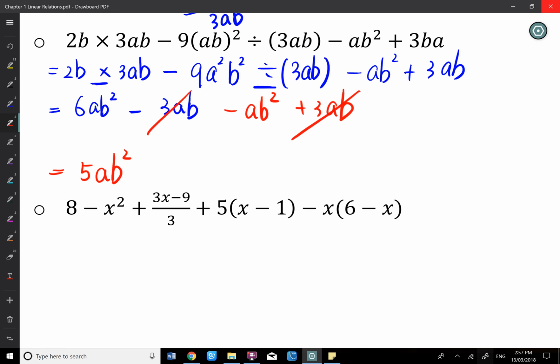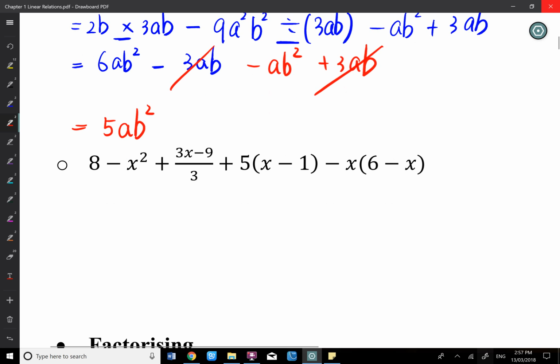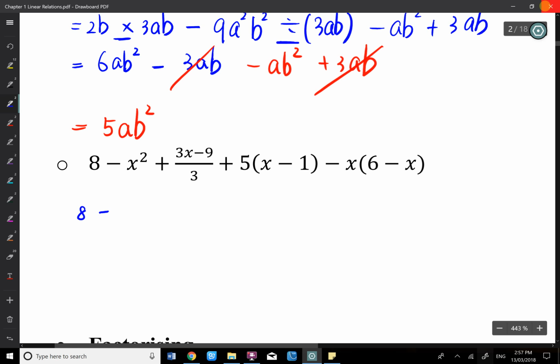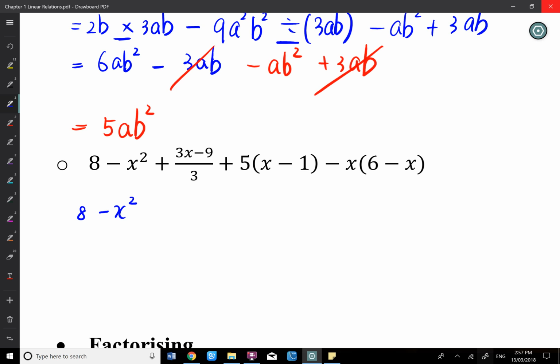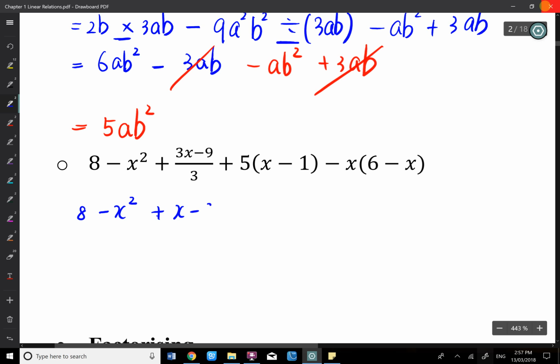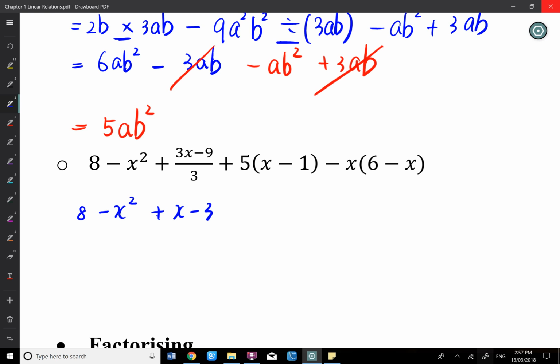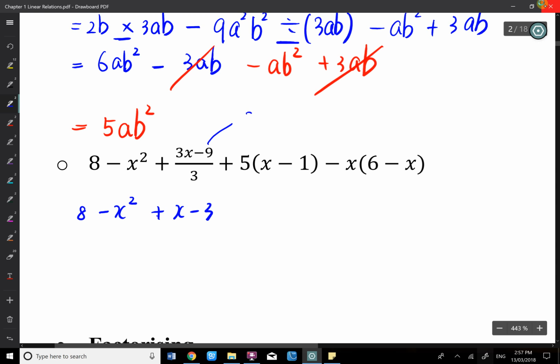Okay, the next thing is, what I can do here is expand. So 8 minus x squared. What's 3x minus 9 divided by 3 gives you? x minus 3. So 3x needs to be divided by 3 and 9 needs to be divided by 3 as well. So what we can write is 3x over 3 minus 9 over 3. That's what we can write as well.